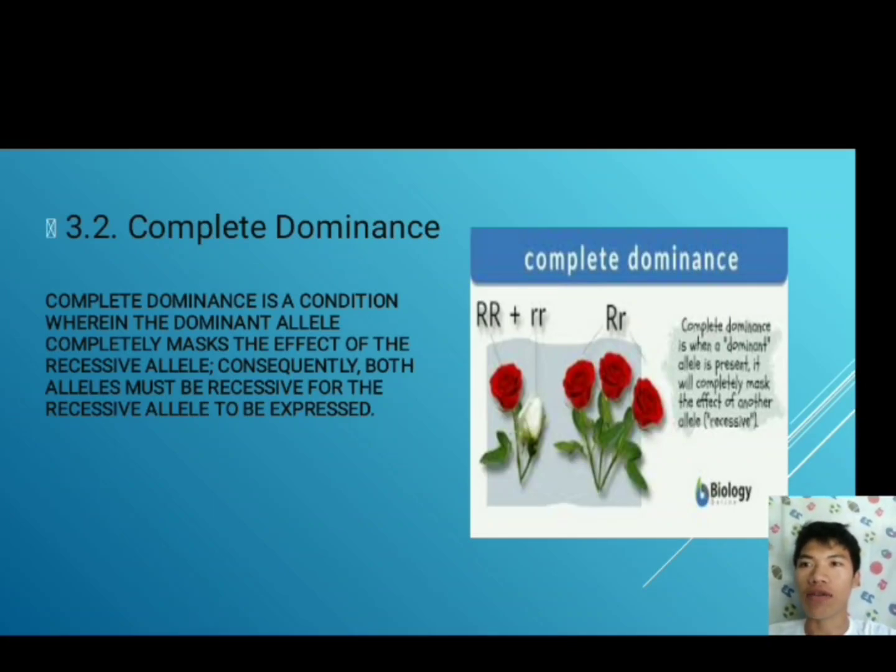Complete dominance. Complete dominance is a condition wherein the dominant allele completely masks the effect of the recessive allele. Consequently, both alleles must be recessive for the recessive allele to be expressed.